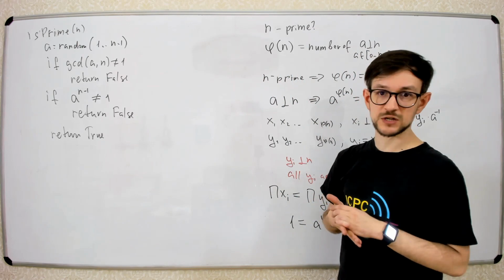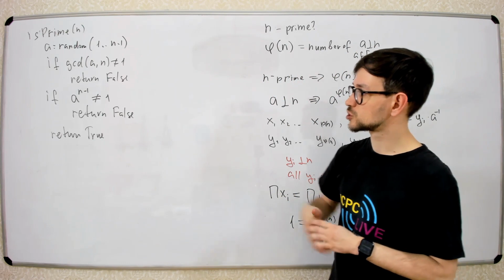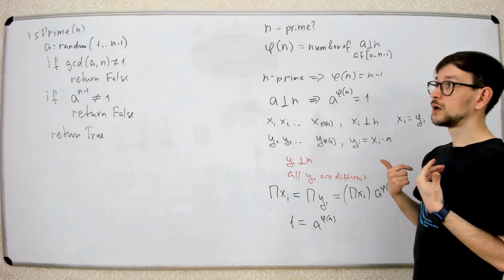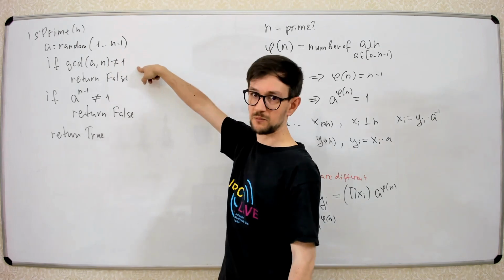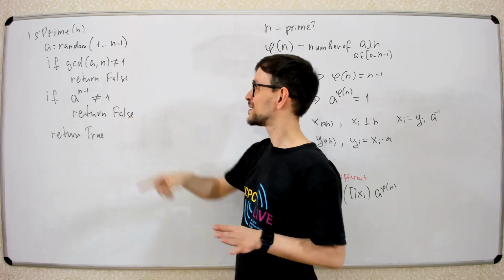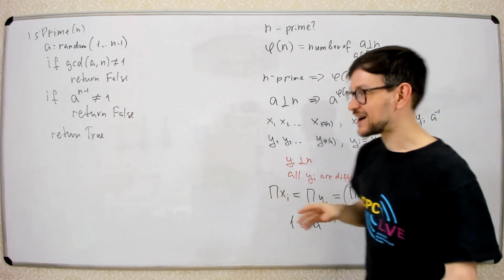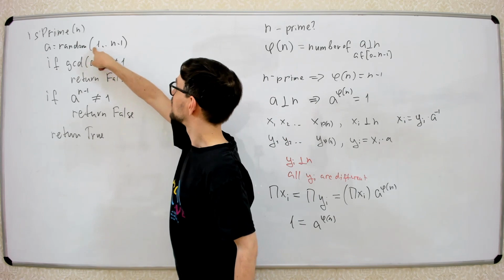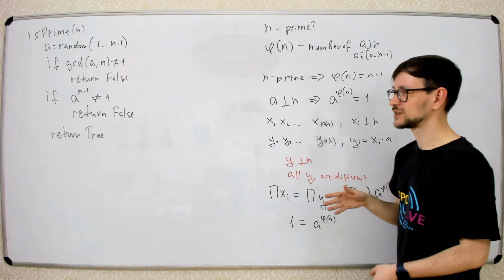So this is a randomized algorithm. Sometimes it returns true even if the number is composite. For example, if you pick a equals 1 here, then it is definitely coprime, and this power is definitely equal to 1. So if you pick 1 here, then both these properties will be satisfied. So you can pick a number from 2 to n minus 1 actually, just to avoid this situation. But it's not that important.